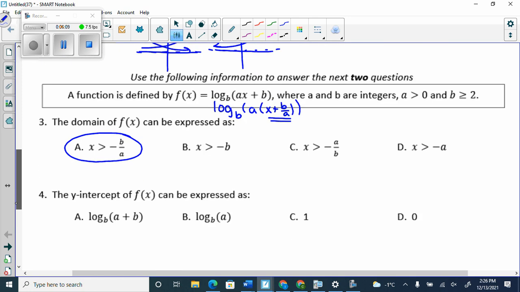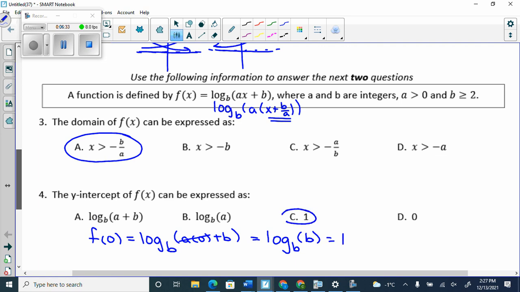Number 4 asks for the y-intercept. When it gives me y-intercept, I always plug in x equals 0 and I plug it into my original. So f of 0 equals log base b of a times 0 plus b. A times 0 is just 0, so this is actually log base b of b, which is just 1. Remember, if you're stuck, you can go log base 2 of 2, log base 3 of 3, log base 4 of 4, log base 5 of 5, log base 6 of 6. Try things out. You'll get 1 every single time. If you're stuck, you can always plug them in with numbers. Trial and error.